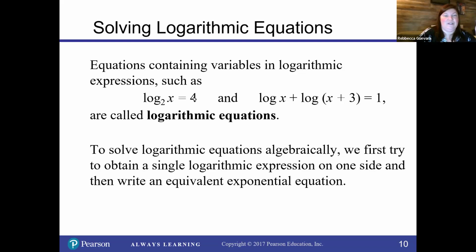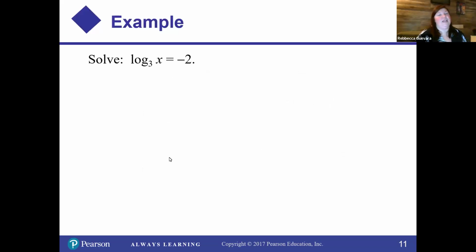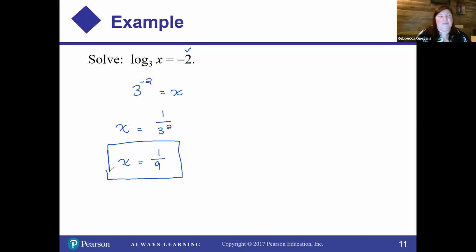Because as a reminder, this out here is going to be a power. So if I had log base 3 of x equals -2, what I could rewrite that as is 3 is my base, this is my power, so 3 to the -2 would equal x. Well, 3 to the -2 is just 1 over 3 squared, which is just 1/9. So my solution here with the x would have to be 1/9.